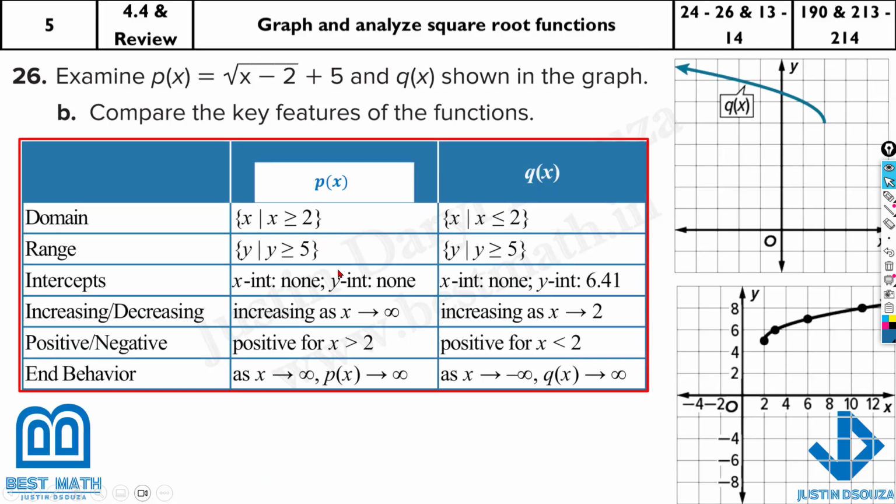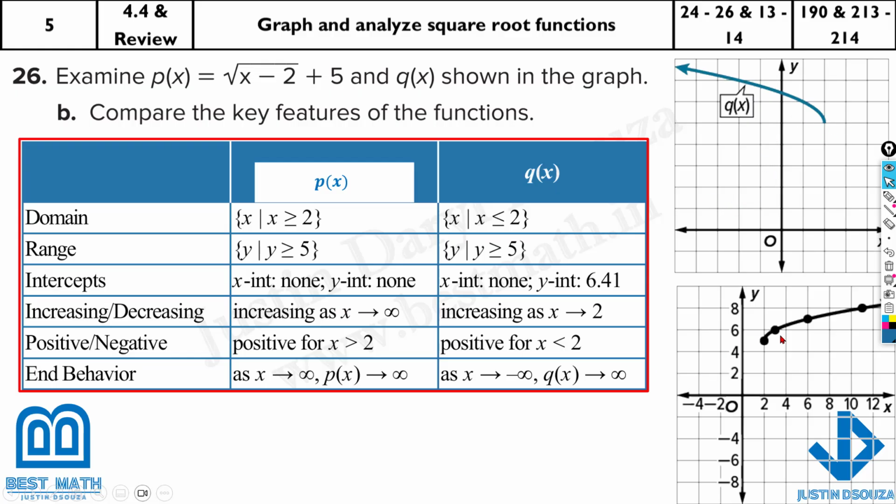Next is very important. We are comparing. What is the domain? See, both are square root functions. What is the domain here? It's x greater than or equal to 2, and y is greater than or equal to 5. That's over here. What about this one? It's x less than or equal to 2, so you can see it's going to the left side. The domain is x less than or equal to 2, and the range is y greater than or equal to 5.